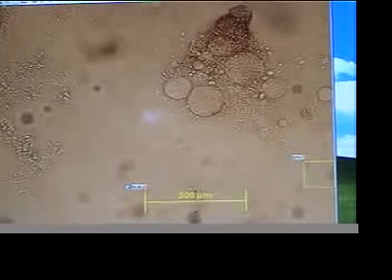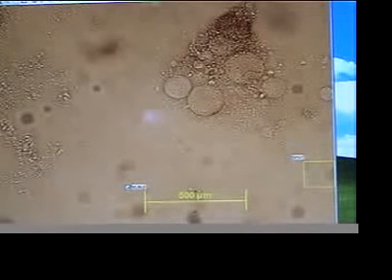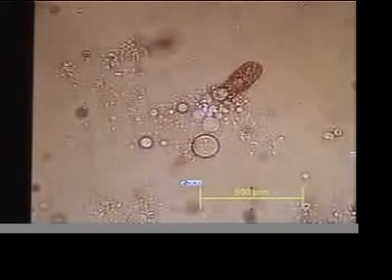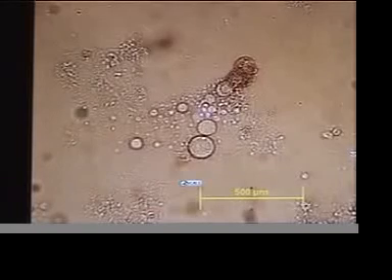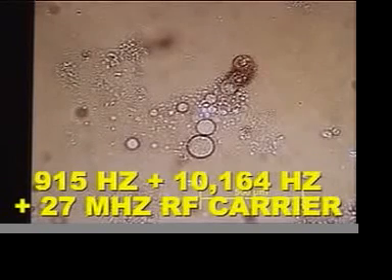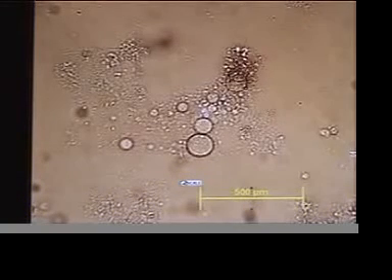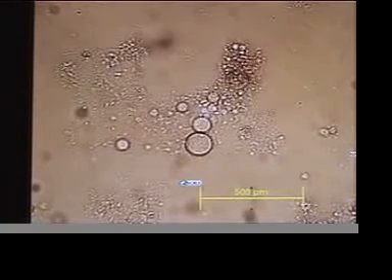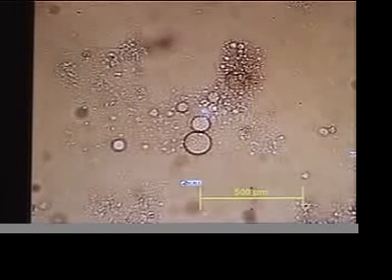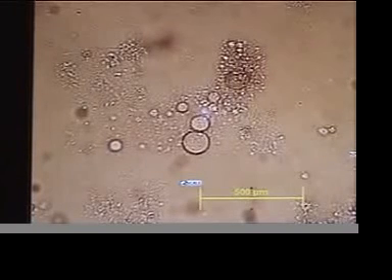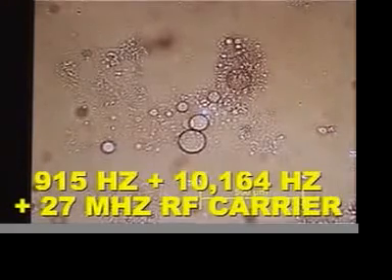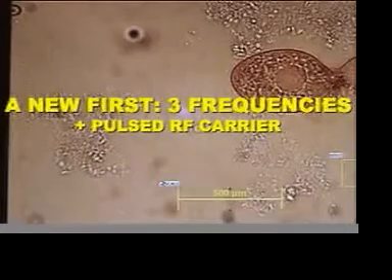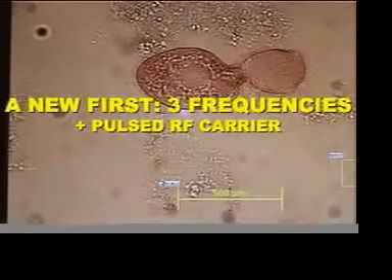That is very interesting actually. Disintegration of a Blepharisma. This is a new frequency, 915 hertz. I decided to explore a little bit lower frequencies below the standard 924 and so on. 915 hertz plus 10,164 hertz. Real time. There he is.